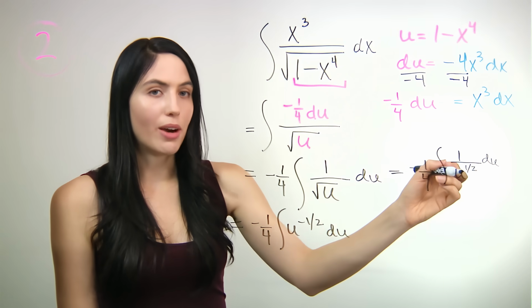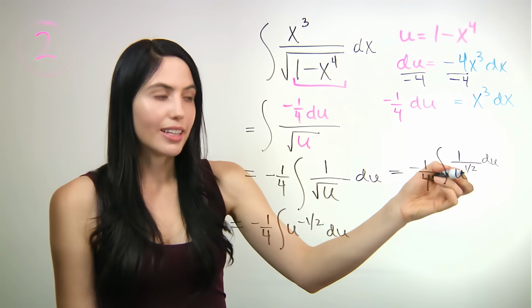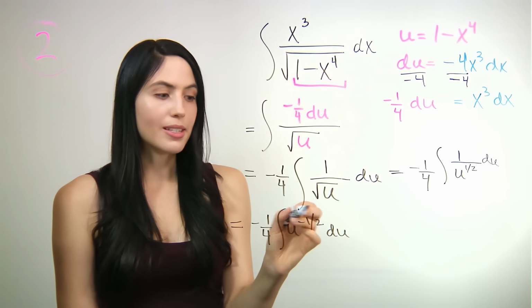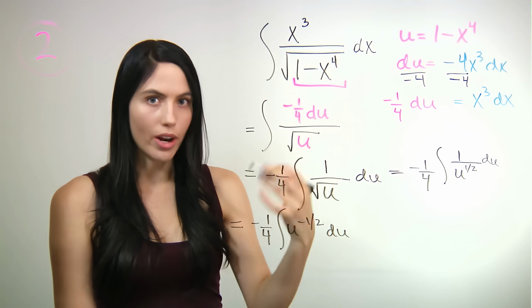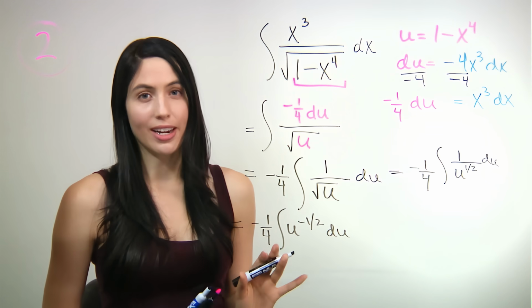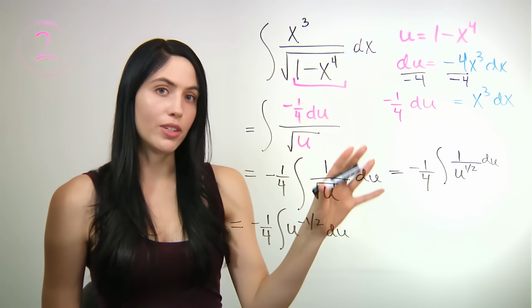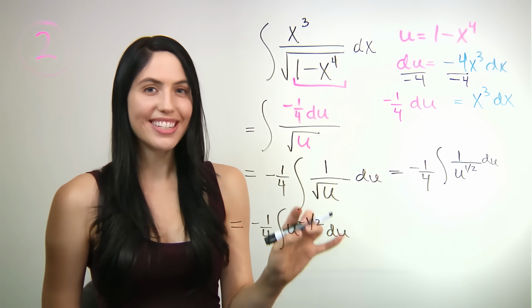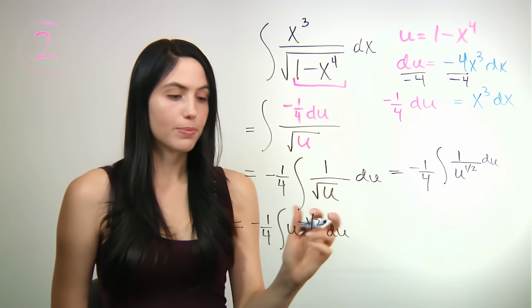Just remember, when you bring a power up to the top of the fraction, it becomes negative. This negative power means 1 over u to the 1/2 power. Anyway, now you're really ready to integrate. All that work of doing U-substitution was so that you can get to this point and integrate.